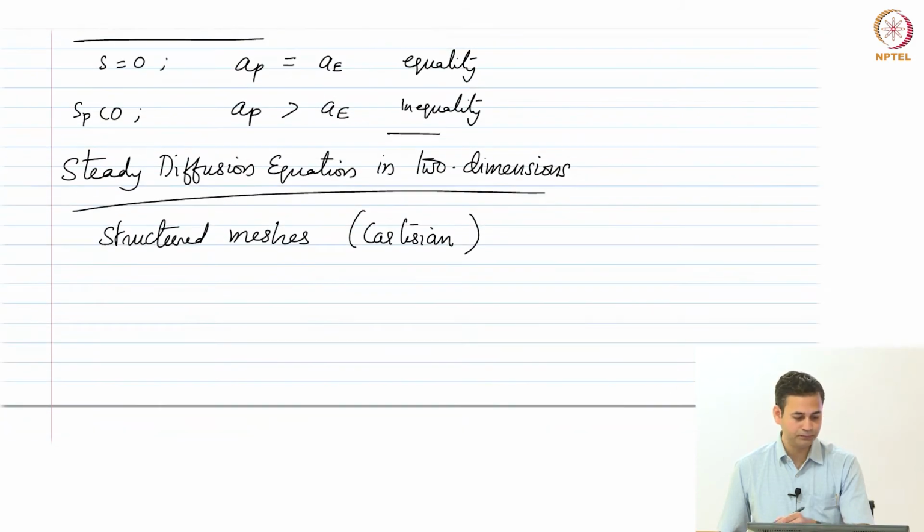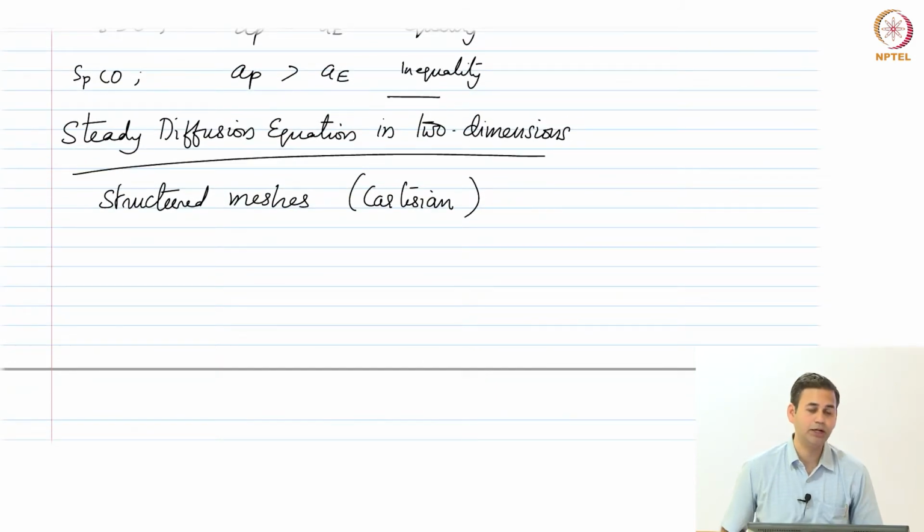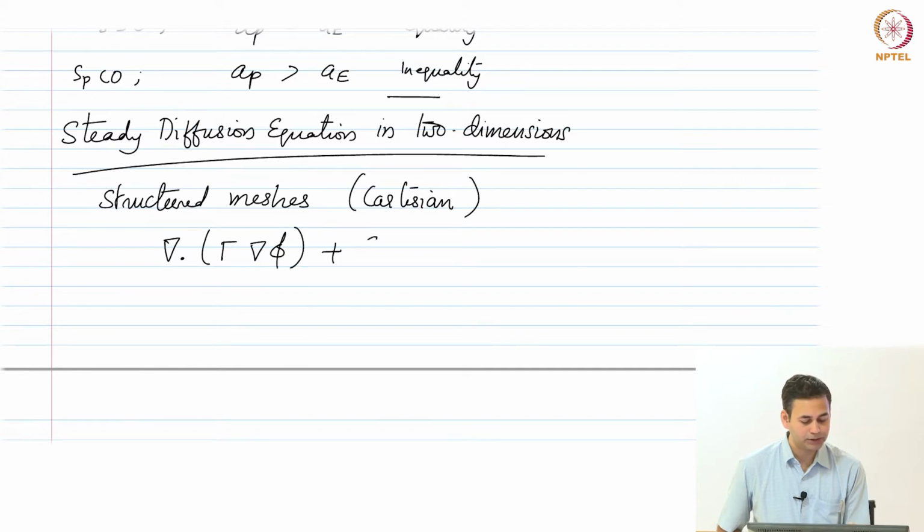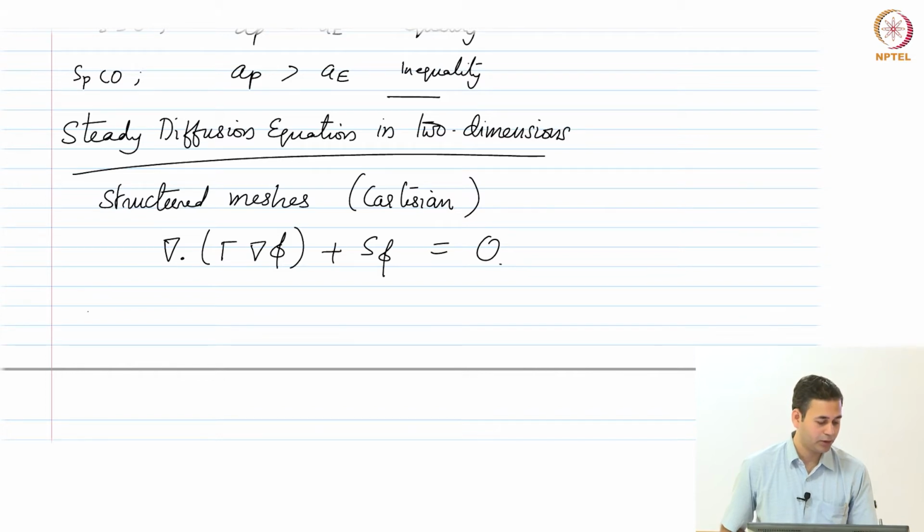Okay. So, how does the steady diffusion equation in 2 dimensions read? It will read the same as the previous one. Essentially what you have is del dot gamma grad phi plus S phi equals 0, where your del is now, because you are in 2 dimensions, i partial partial x plus j partial partial y, that is your nabla operator.